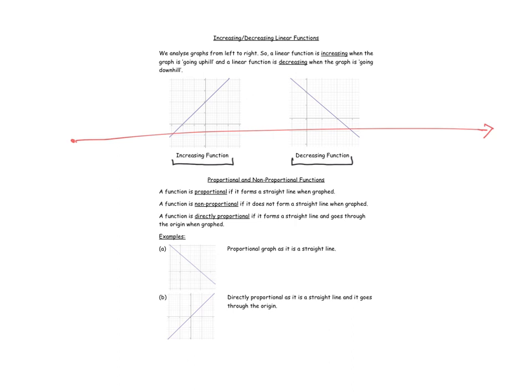So a function is proportional if it forms a straight line when graphed, and we know that when graphed, linear functions form a straight line. So all linear functions are proportional. A function is non-proportional if it does not form a straight line when graphed. So examples of them would be quadratics. There are U and N shaped graphs. We'd also have cubic, which we'll be looking at graphing too, and exponential, which we'll also be looking at graphing later on.